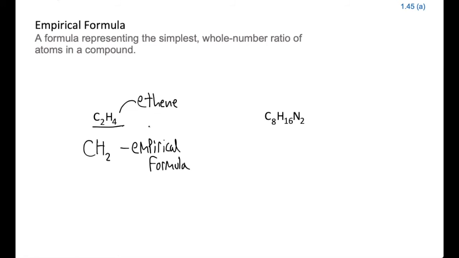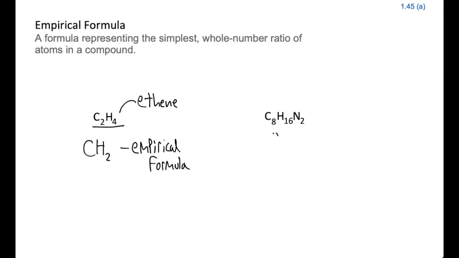We had a ratio here of 2 to 4. All we've done here is simplify that down to a ratio of 1 to 2. That's literally what the empirical formula is. For the other compound, we do the same thing.